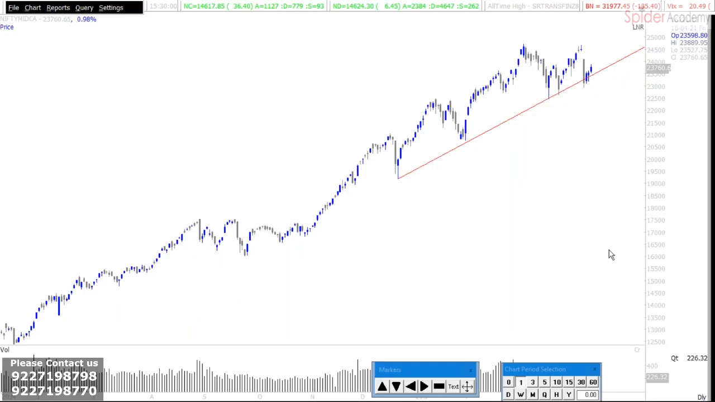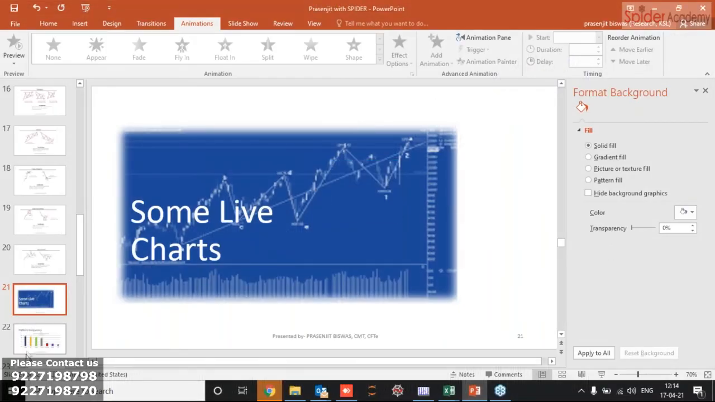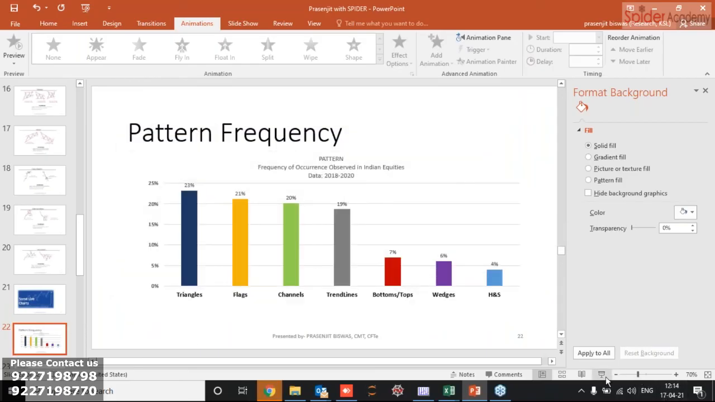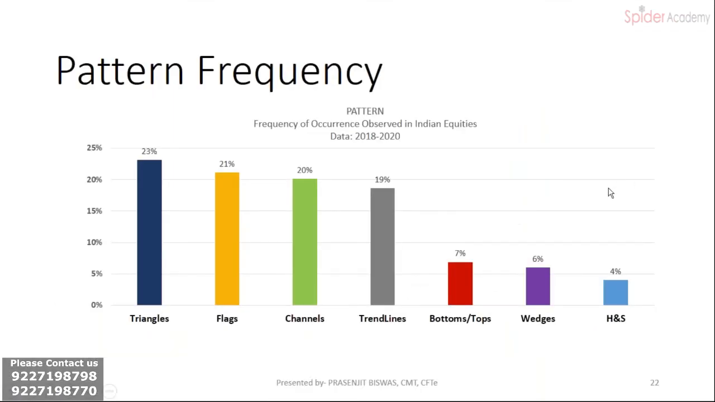So this is what it is all about, live charts. And in terms of the frequency of the occurrence, if you ask me, I would say basically triangles, flag, channel, or pure trend line, these will come with a frequency of 20% each. So about 80% of your setups will come in these. Maximum triangles, flags, channels, or simple trend lines.